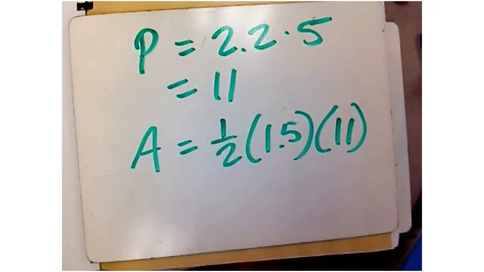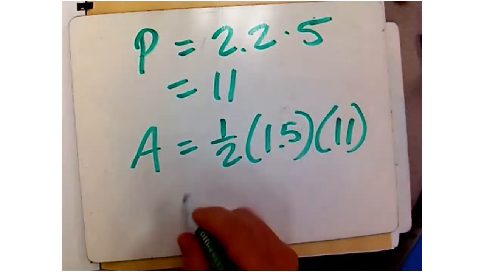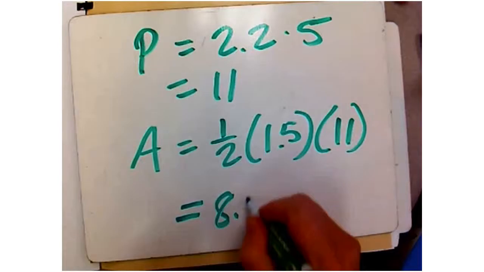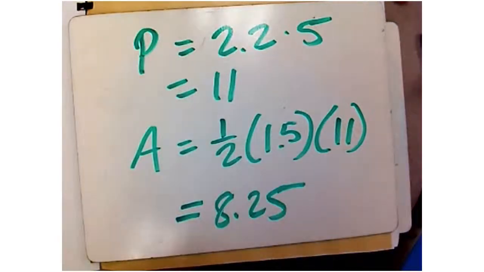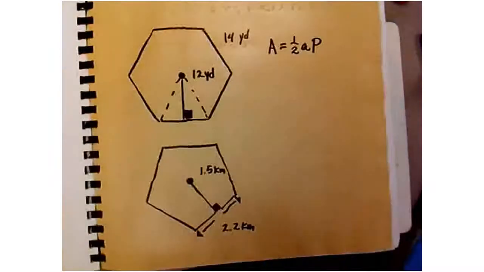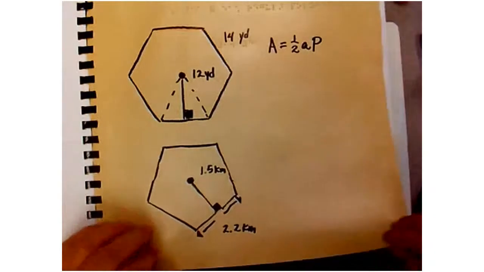All right, so we got it. 8.25. If calculators are allowed, you do that, but if not, you have to do it in your head. All right, turn the page and take a look at the next one.